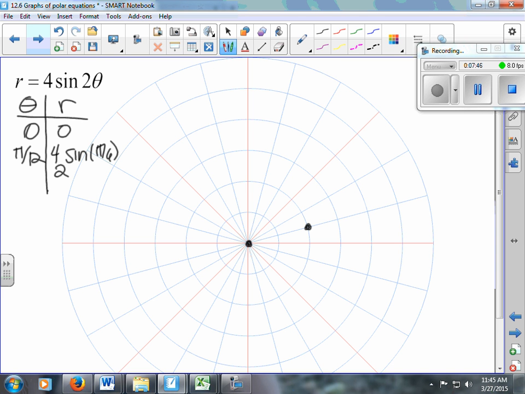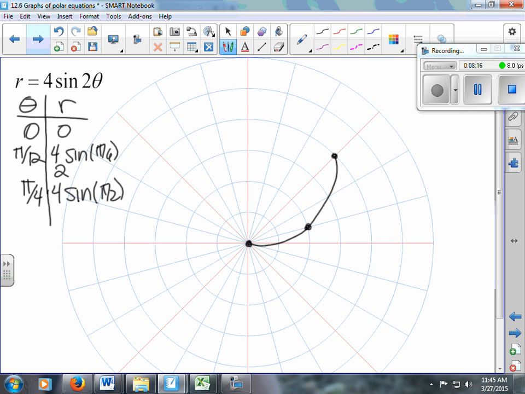Now let's try to get pi halves in there, because I know that the sine of pi halves is 1. So in order to get pi halves, since I'm multiplying by 2, I have to start with pi fourths. If theta is pi fourths, then r is 4 times the sine of pi halves. Sine of pi halves is 1, so r is 4. So at pi fourths, I get 4, all the way out to here. And I'm going to connect these with a curve.